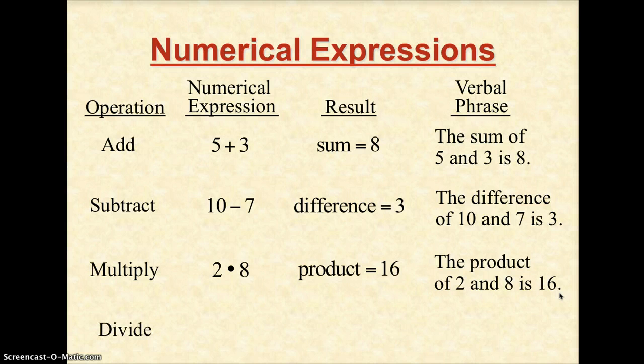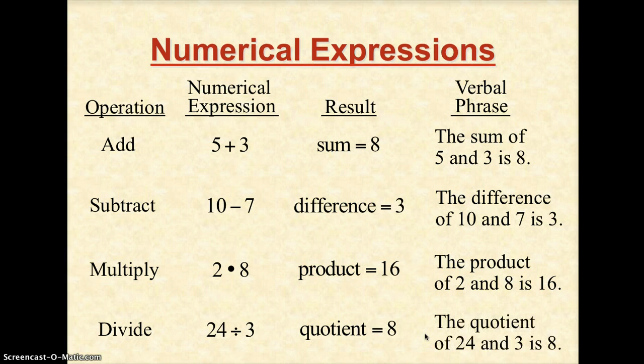The last operation is divide. An example will be 24 divided by 3. The answer in division is called the quotient. So the quotient of 24 divided by 3 is 8. If we write a sentence for that: the quotient of 24 and 3 is 8.